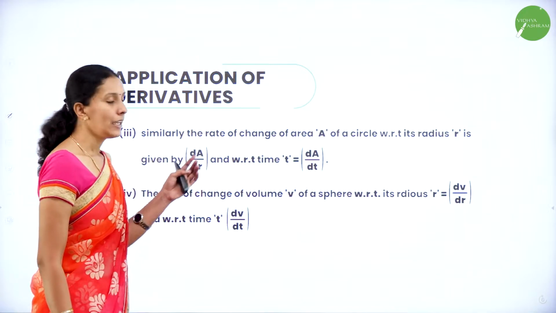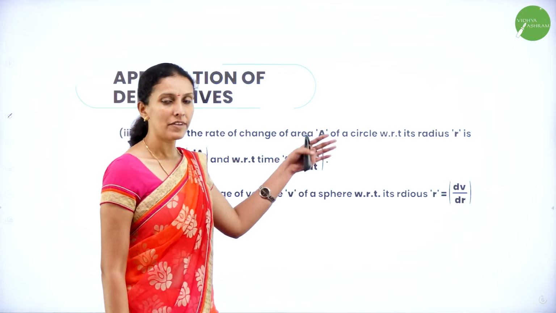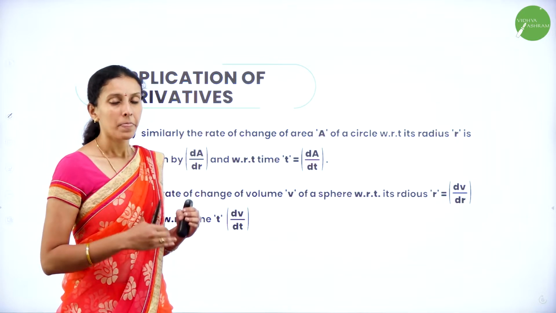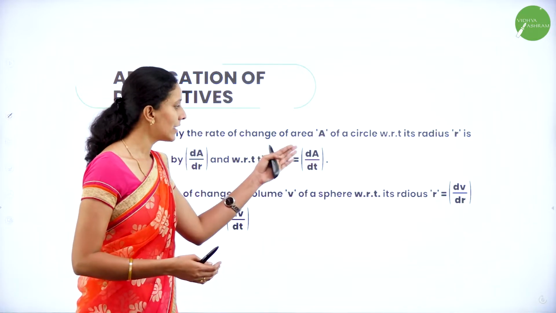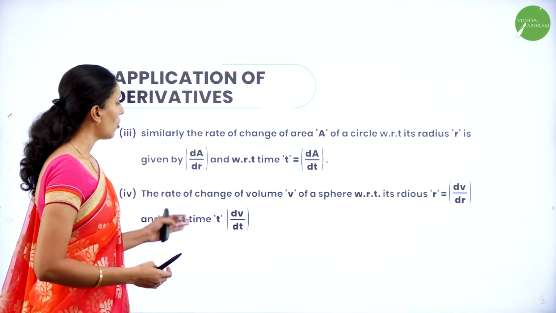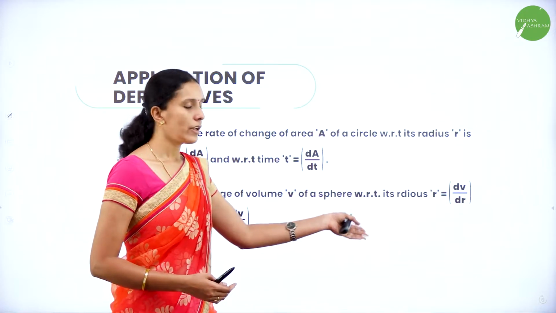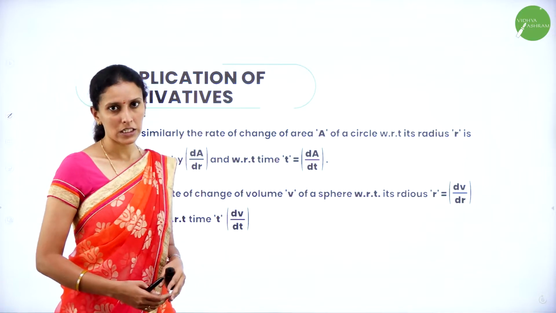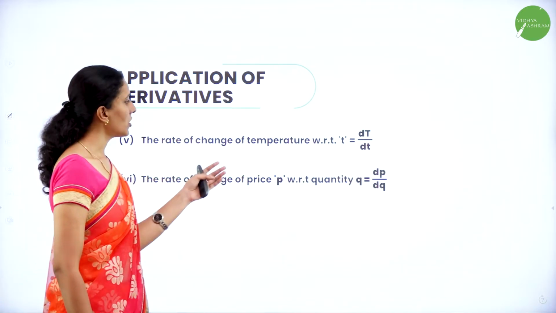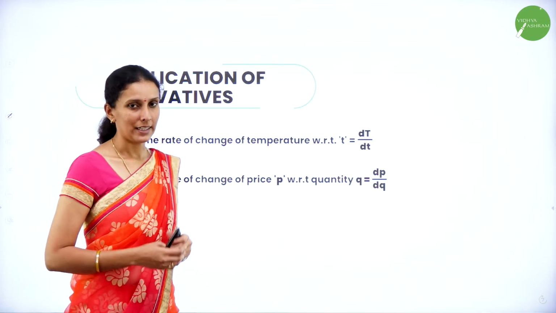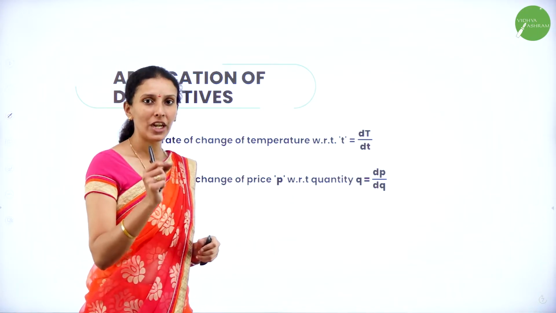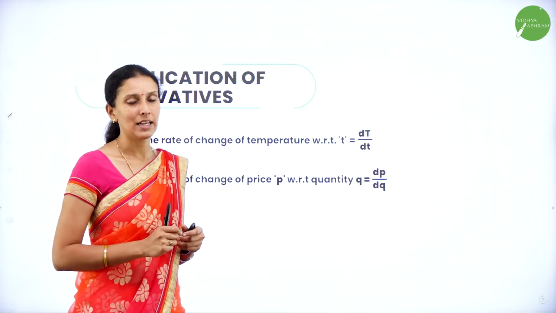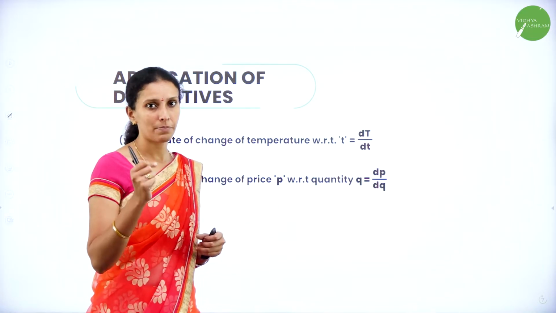Next, similarly, the rate of change of area of a circle with respect to radius can be taken as dA by dr. Whenever with respect to time is given, it is dA by dt. The rate of change of volume of a sphere with respect to radius is dV by dr. With respect to time is dV by dt. Next, rate of change of temperature with respect to time. Capital dT denotes change in temperature, small dt denotes change in time. So therefore, dT by dt is nothing but change of temperature with respect to time.